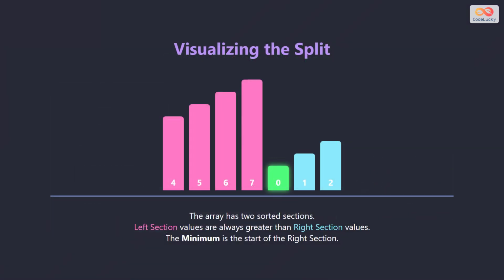Let's visualize the array values as heights. You can see two rising slopes. The minimum element is the only point where the value drops significantly compared to the previous element. It acts as a pivot point between the two sorted halves.